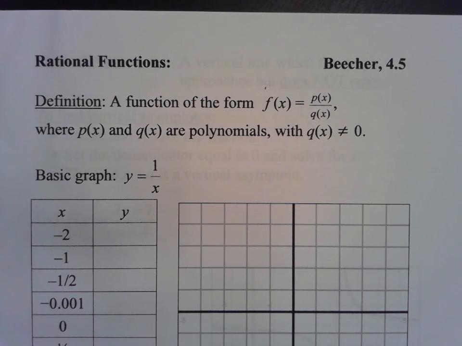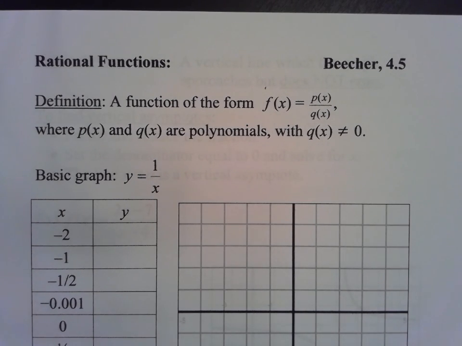In this video, we're going to take some time to look at rational functions. If you think about the word rational, we usually see that when we talk about rational numbers. Rational numbers are numbers that can be written as a fraction. So these are functions that are formed as a fraction. So we have the definition here.